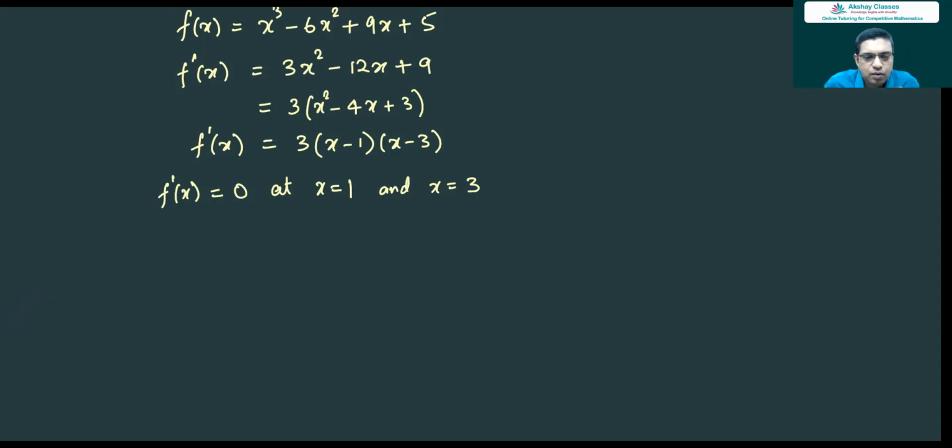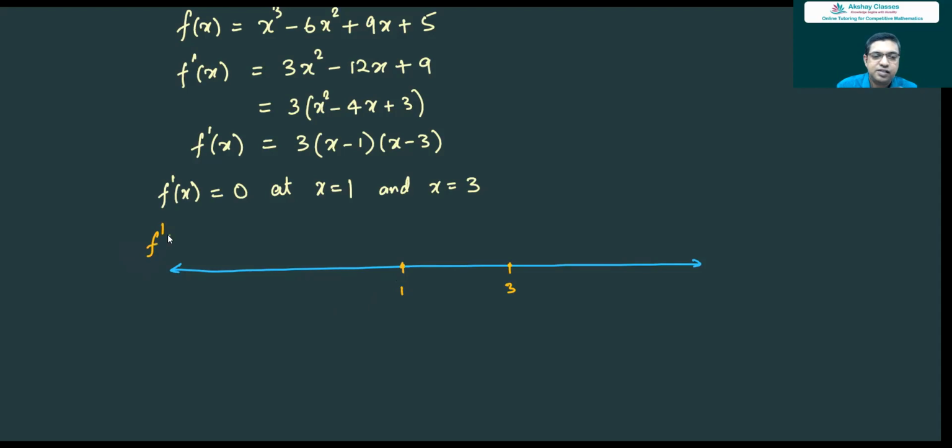Now, just using the first derivative test, let's draw the number line like this, and let these be the point 1 and the point 3 on the number line. Okay, this is the point 1, this is the point 3 on the number line. Now, I want to find the sign of f dash x.